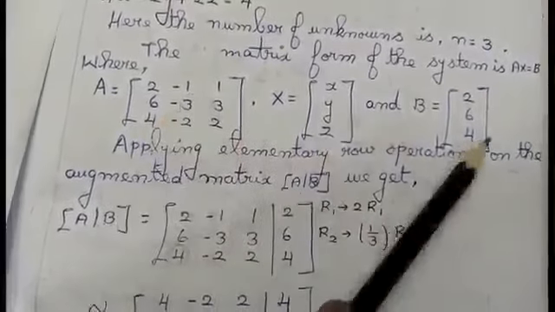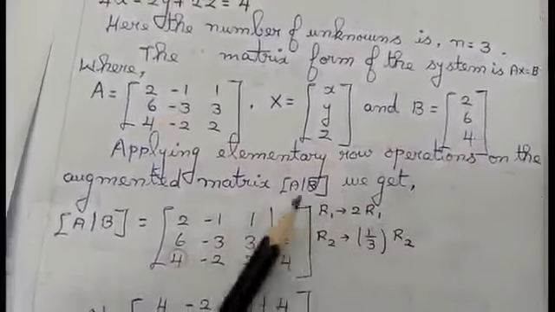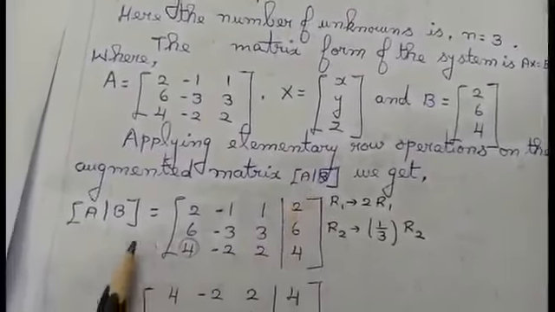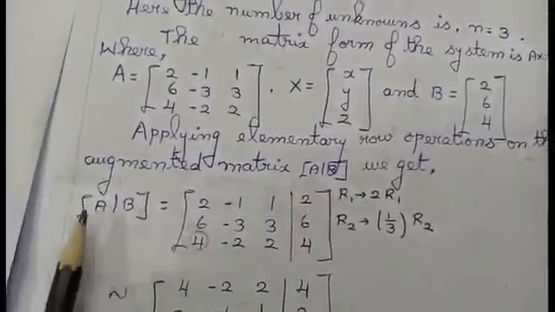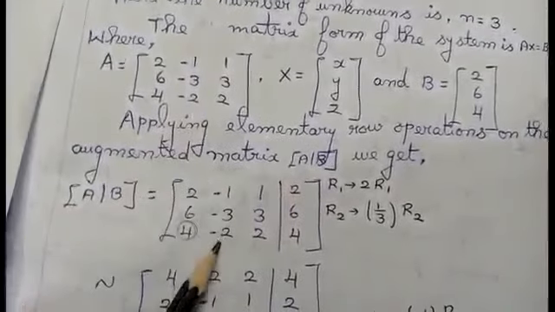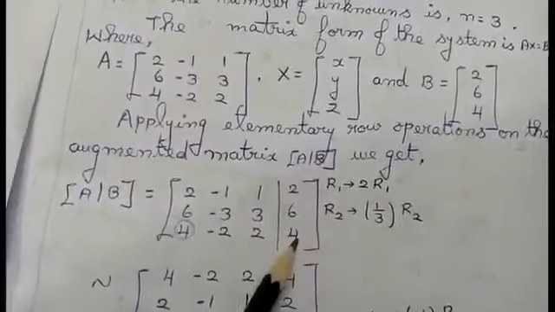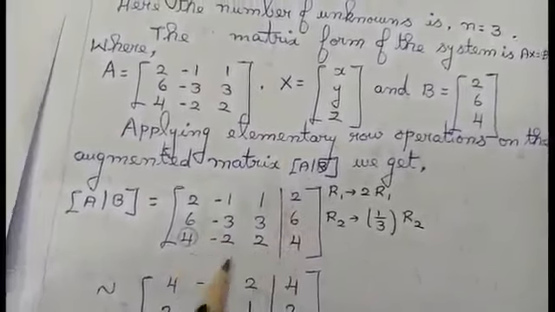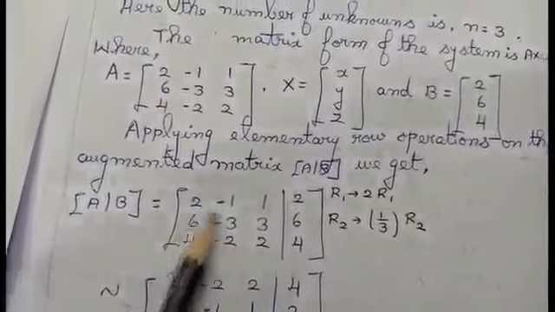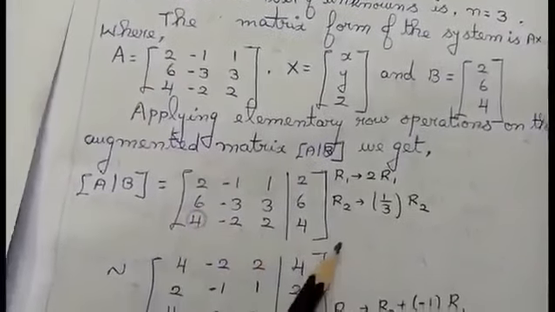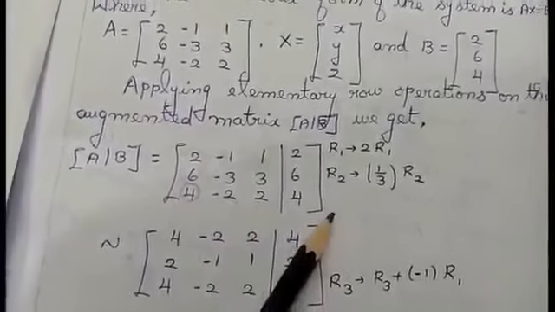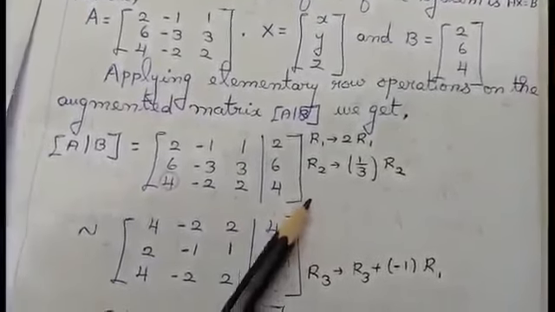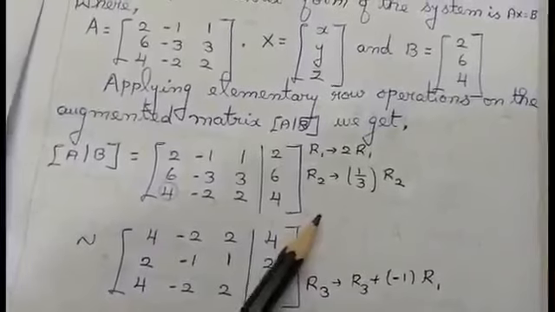I am going to join A and B matrix together, which becomes an augmented matrix. The augmented matrix is nothing but the A matrix, written as it is, and the B matrix joined to it, with just a vertical line between A and B. If you check the order of the matrix, we have 3 rows and 4 columns. It is not a square matrix. That is why in the Gaussian elimination method we said that the given matrix need not be a square matrix.